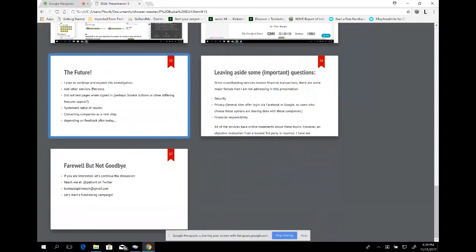And also, since there are financial transactions involved here, there's a whole set of issues about security and privacy and financial fiduciary responsibility type things, to see if they again, they all have statements and Better Business Bureau approvals and that sort of thing, but you'd want a third-party investigation about that.